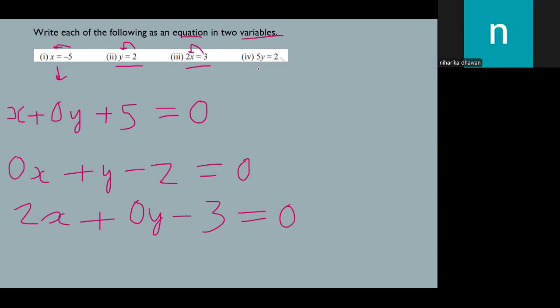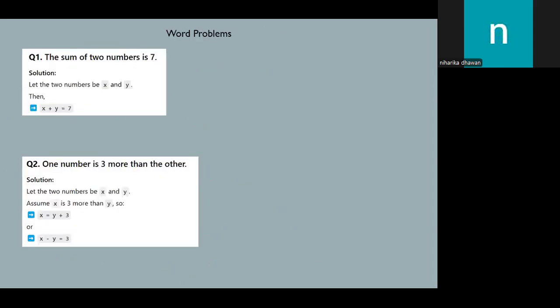Next equation is 5y equal to 2. Here as we can see, we don't have an x term. So just to include that x term, we will write 0x, because 0x is equal to 0 only, plus 5y, and we will shift this 2 to the left side. So we will get 5y minus 2 equal to 0. Now we will do some word problems.